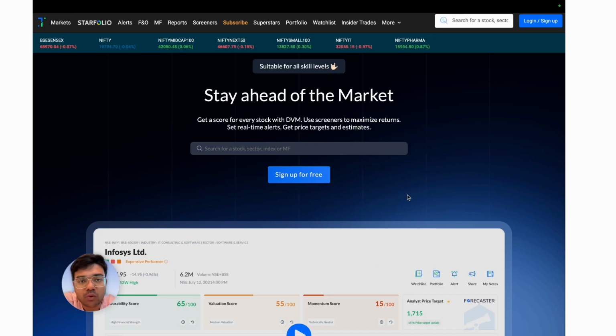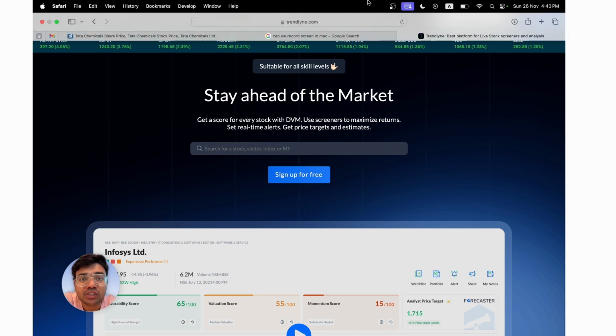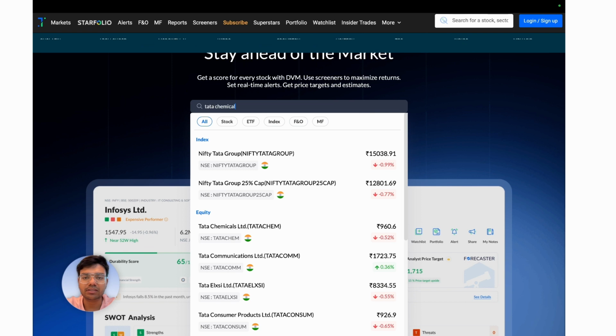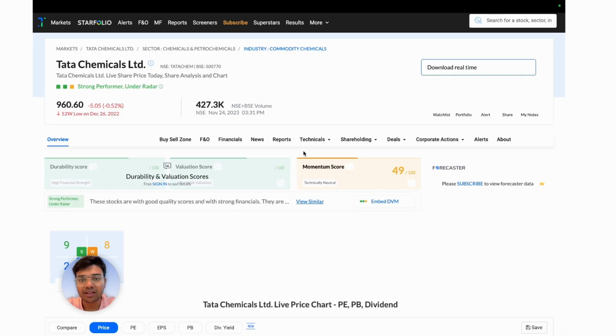Let's do a hands-on on how to find the promoters', FIIs', and DIIs' shareholding. If you go to trendlyne.com, now this is a new website. Previously, we have used moneycontrol.com and we have also used screener.in. Now we are going to use trendlyne.com, and remember, it's a very genuine site. Even Moneycontrol gets a lot of its data from Trendlyne, and a lot of other companies do. So if you go to trendlyne.com, you just type here Tata Chemicals, just an example, no recommendations, remember.